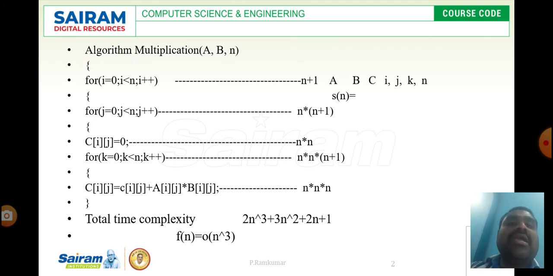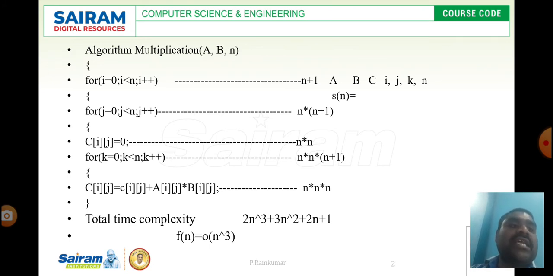Here A, B, C are the three different variables. Apart from that, I am using I, J, K, N. Those are the variables. A, B, C are the matrices. So A will require n by n, that is n*n matrix. B will require n*n, C will require n*n. So all those things will have n square. So A will have n square space complexity, B needs n square space complexity, C needs n square space complexity.